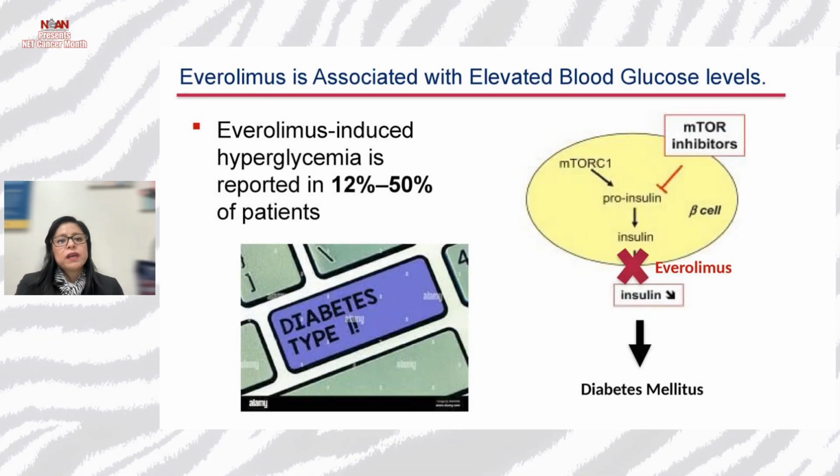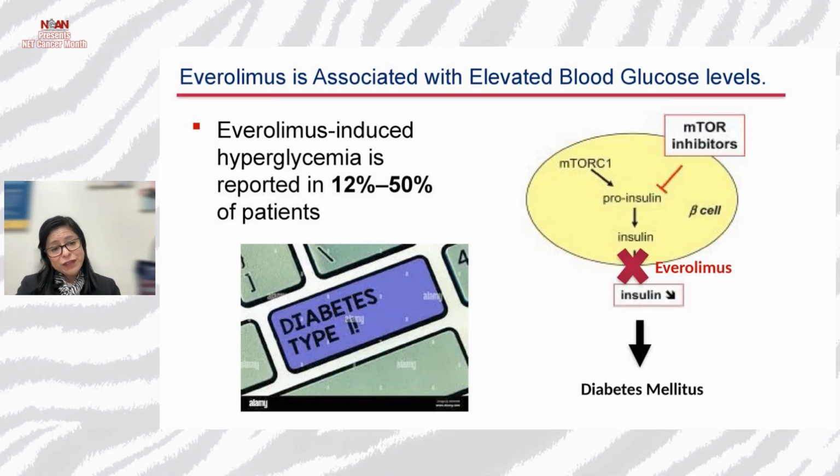Everolimus is another therapy that we have recommended for the management of neuroendocrine tumors. Everolimus has also been associated with elevation of blood glucose levels. So it can cause diabetes, in 12 to 50% of patients. Like I say, we discussed hormone excess, and this is hormone deficiency, because we don't have enough insulin, right? What everolimus does is also block the secretion of insulin, so we don't have enough insulin to lower the blood glucose, and that can cause diabetes.